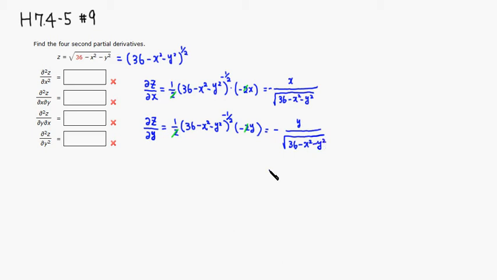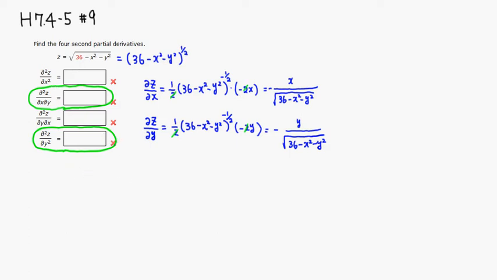Alright, so let's do the last second one, maybe the last one. Let's do this guy right here, and this guy right here, and this guy right here. This means that we take the partial with respect to y first, and then take the partial with respect to x. So let's do that.